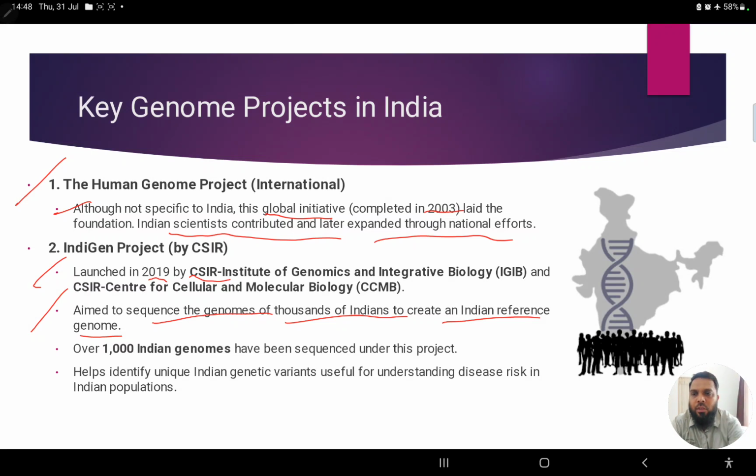That's the aim. Over 1,000 Indian genomes have been sequenced under this particular project. It helps in identifying unique Indian genetic variations. Right? What is the uniqueness that can be seen in the Indian genes or genomes? Therefore, understanding the disease risk in Indian populations. So how much of the population and what type of diseases they are susceptible to can be understood, and such treatments can be developed in advance.